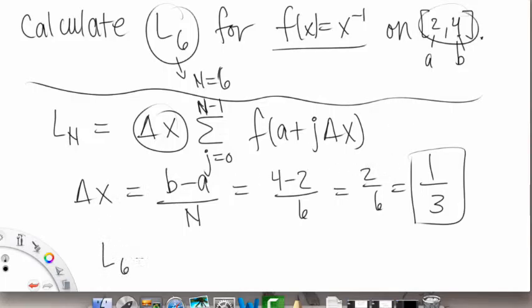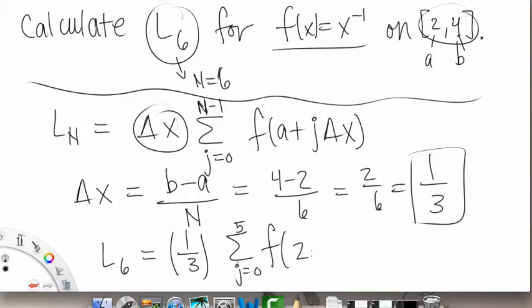So we have L sub 6 is equal to 1 over 3. And then j starts at 0 and goes up to n minus 1, which is 6 minus 1, so that's 5. And then we have f of a, so that's 2 now, plus j times delta x. So plus j just stays there because that's a variable right now, and then delta x we figured out to be 1 over 3.